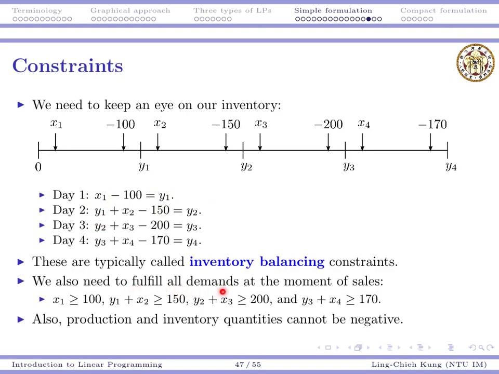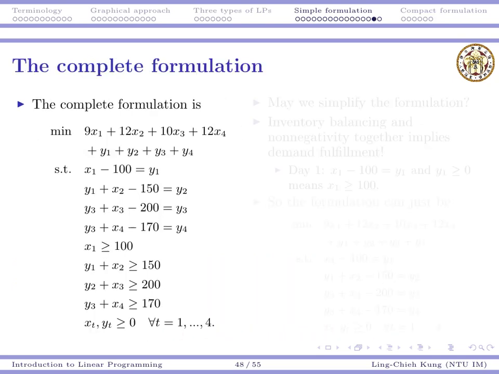We also need to fulfill all the demands, right? We cannot choose to produce nothing. That's not allowed. So X1 must be greater than 100. And then Y2 plus X2, the amount I have plus the amount I add, must be enough to fulfill those 150 demands. Okay? And so on and so on. And also production and inventory quantities cannot be negative. Okay, so this is my complete formulation.